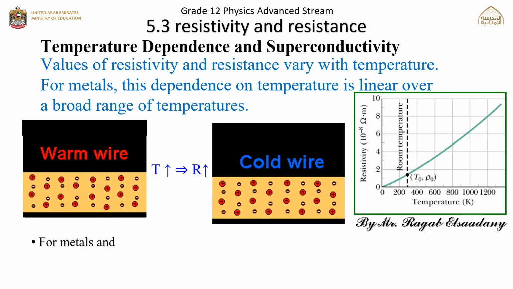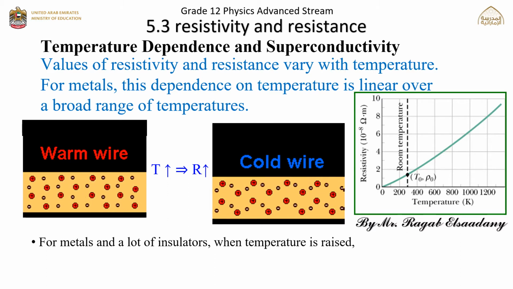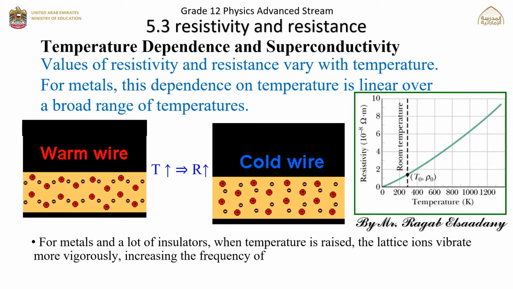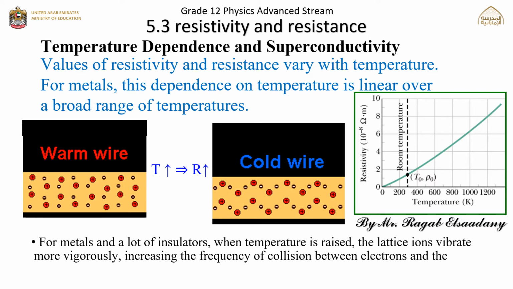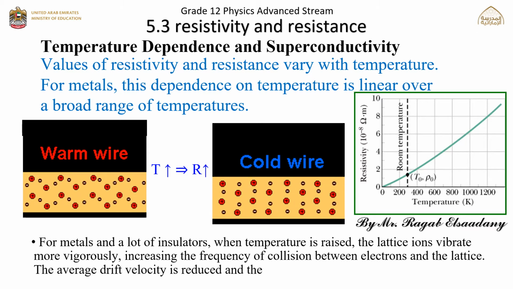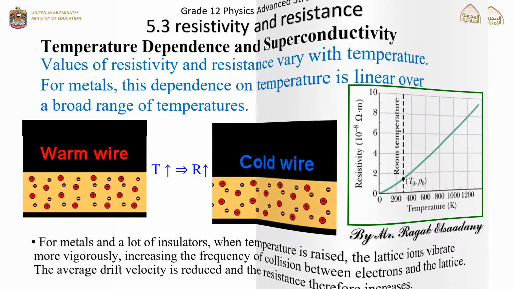For metals and a lot of insulators, when temperature is raised, the lattice ions vibrate more vigorously, increasing the frequency of collision between electrons and the lattice. The average drift velocity is reduced and the resistance therefore increases.